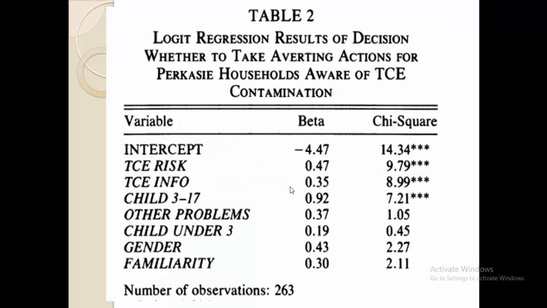So the study used the model to find the results on whether to take the averting behavior action for Parkersburg households aware of TCE contamination. The results are shown in this figure. The variables are TCE risk, TCE info, child 3 to 17, whether some other problems, child under 3, gender, and familiarity. Of these, we see the first three, TCE risk, TCE info, and child 3 to 17, as the significant determinants of the decision to take averting behavior action.